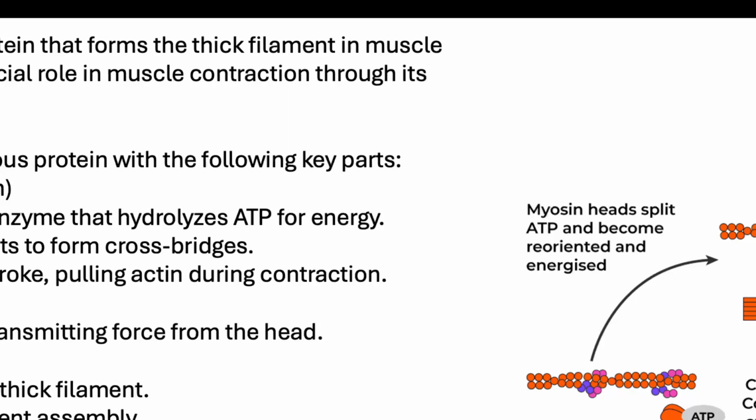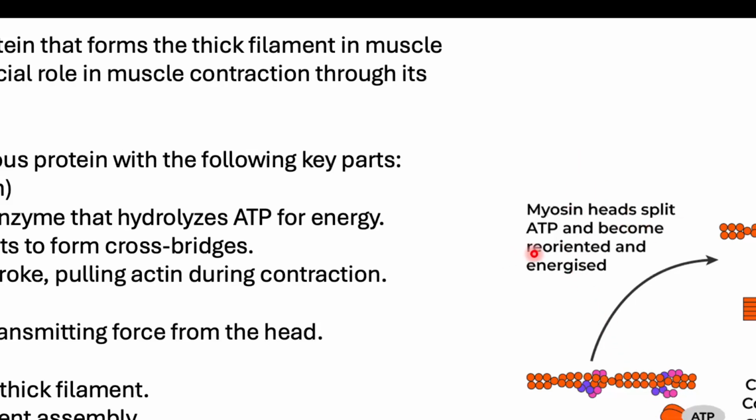Myosin is a large fibrous protein with the following key parts. It has a head region, or globular region, which contains an ATPase enzyme that hydrolyzes ATP for energy. Since we know that muscle contraction requires energy, myosin is the protein that hydrolyzes ATP and binds to the actin filaments to form cross bridges. So it will form these cross bridges and hydrolyze this ATP, like it is shown here.